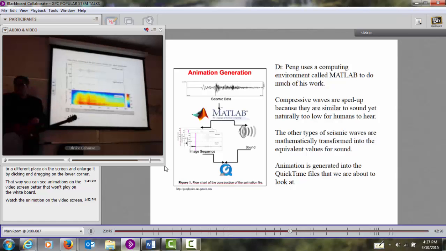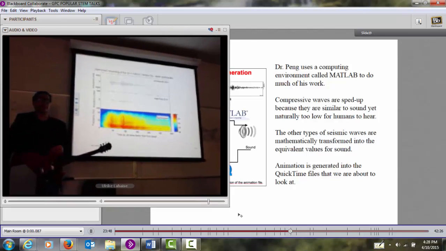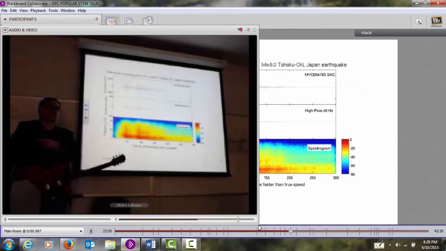Okay, this is the main shot recording of the earthquake. The earthquake responsible for the Fukushima disaster.